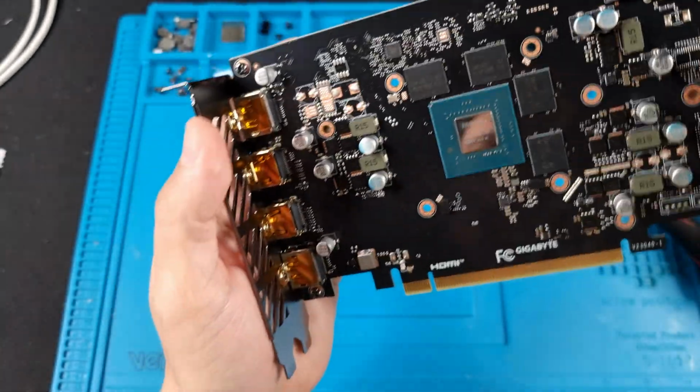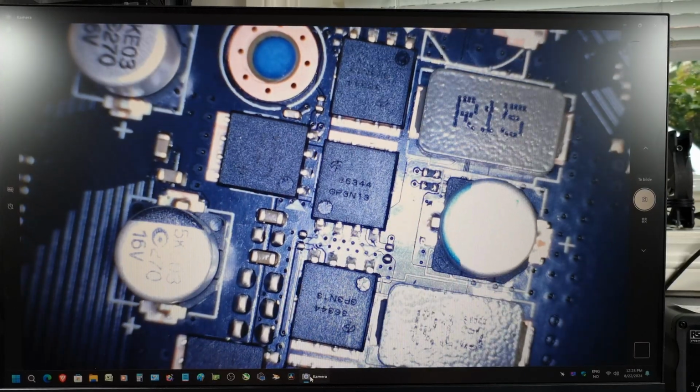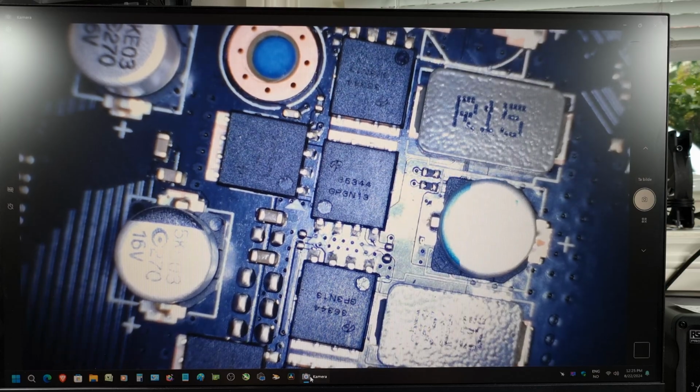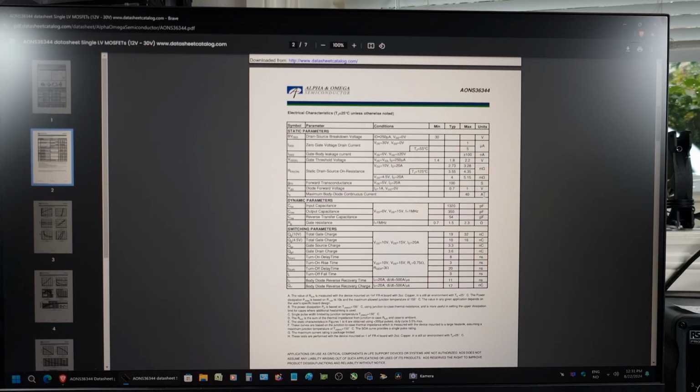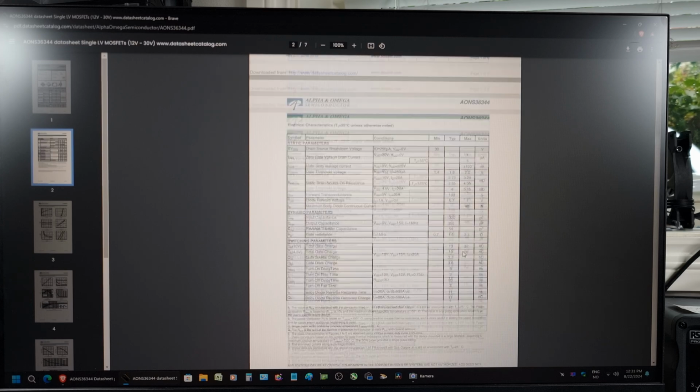As far as the MOSFETs are concerned, let's see what type of MOSFETs they're using here. Okay, so these are made by Alpha and Omega. And these are the 36344. Okay, so I actually found what we were looking for here. It looks like the maximum continuous current is 40 amp. So these are actually 40 amp MOSFETs that we got on this little card, which is okay.